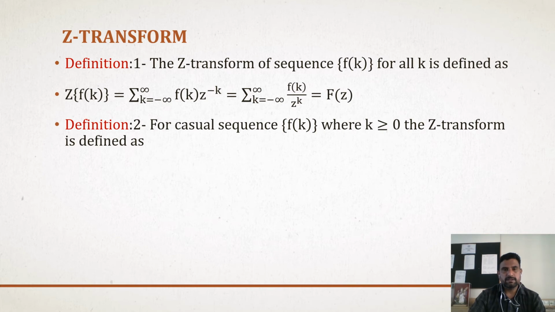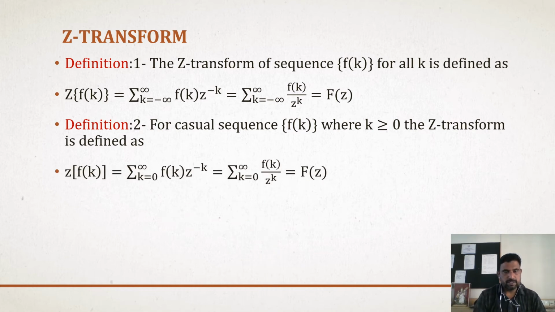Second definition is for causal sequence f of k where k greater than or equal to 0, that is 0 and positive. Suppose k values are positive with 0, then z transform is defined as summation k equal to 0 to infinity f of k into z raised to minus k, or k equal to 0 to infinity f of k divided by z raised to k.